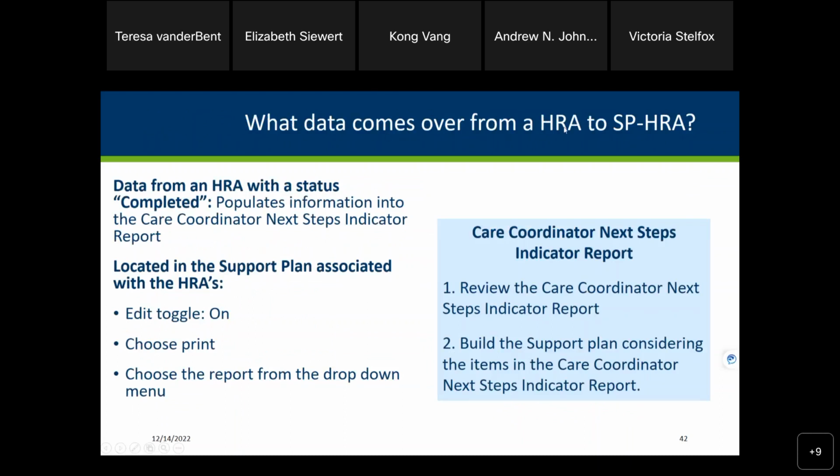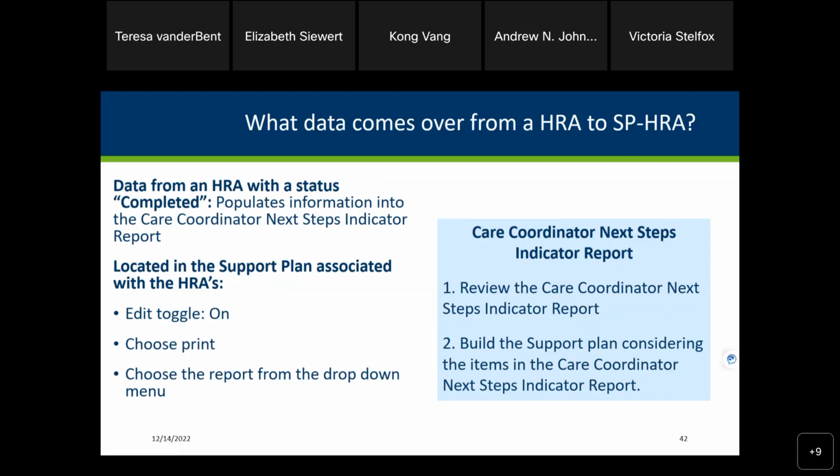So what data copies from a health risk assessment to a support plan HRA, so the support plan that's associated with that document? What will happen is the data will copy over, and it will also, in some areas, which I'll show you, be available in the care coordinator next steps indicator report. And so that will give you some of the comments and other things so that you can review what you learned from the assessment there, but you can also go back and view the assessment.